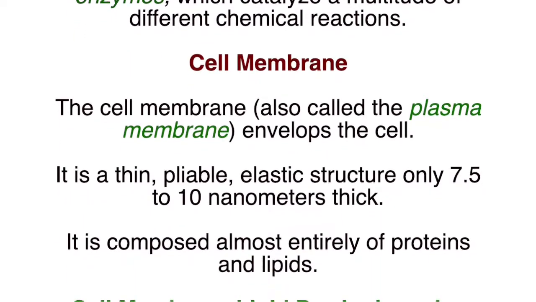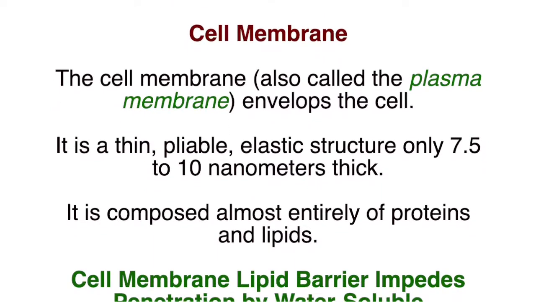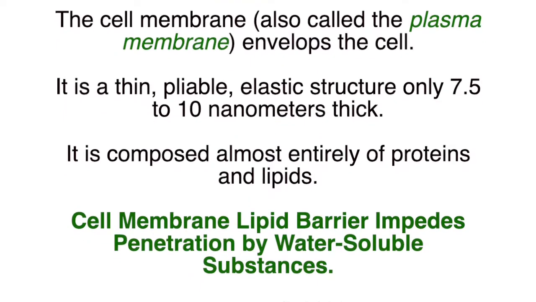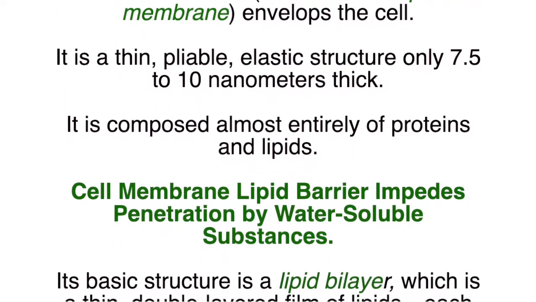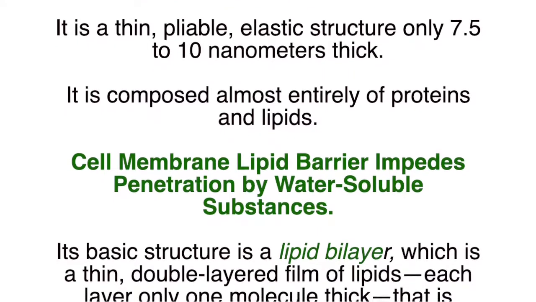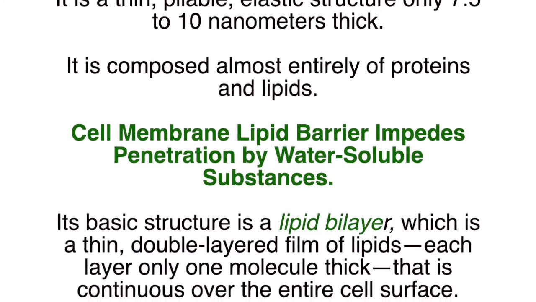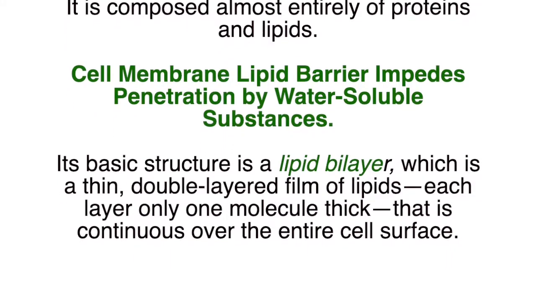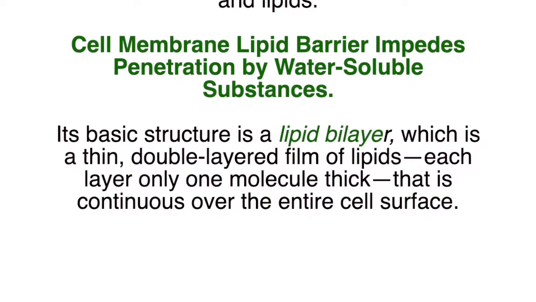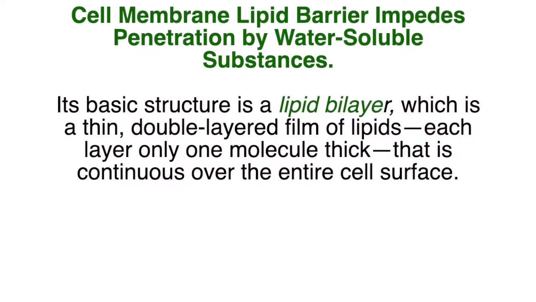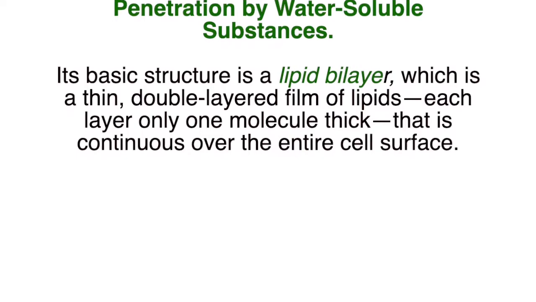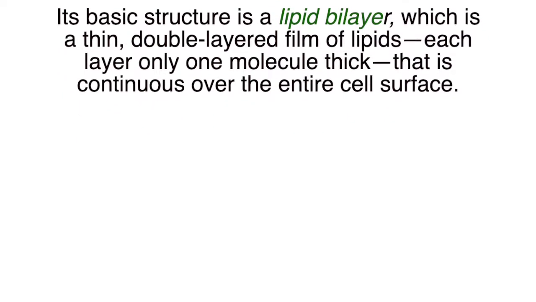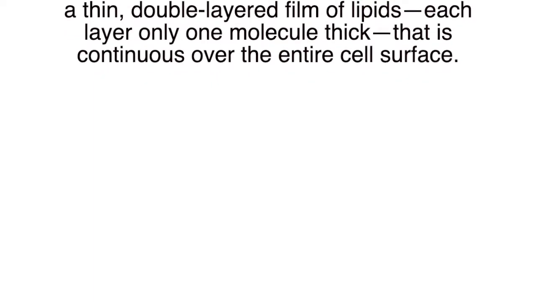Cell membrane. The cell membrane, also called the plasma membrane, envelops the cell. It is a thin, pliable, elastic structure, only 7.5 to 10 nanometers thick. It is composed almost entirely of proteins and lipids. Cell membrane lipid barrier impedes penetration by water-soluble substances. Its basic structure is a lipid bilayer, which is a thin, double-layered film of lipids, each layer only one molecule thick, that is continuous over the entire cell surface.